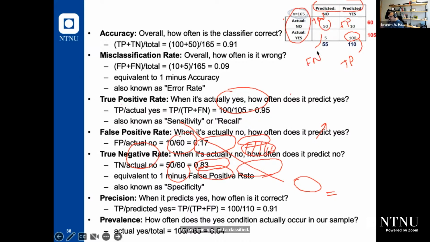From those numbers, we have functions. In fact, we have very nice functions in Python which will generate all those numbers for us, so we don't need to worry about it. The accuracy will be true positive plus true negative divided by the total number. So it will be 90%.